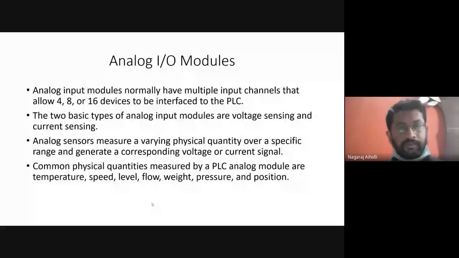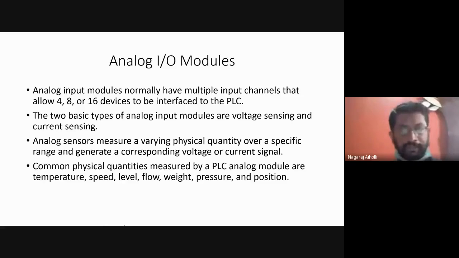So here, students, the analog input modules have multiple input channels, as I told you at the beginning of the class. It may have 4 channels or 8 channels or 16 channels. There are two types of analog input modules: one for voltage sensing, another for current sensing. One type is used to sense the voltage, another type is used to sense the current.